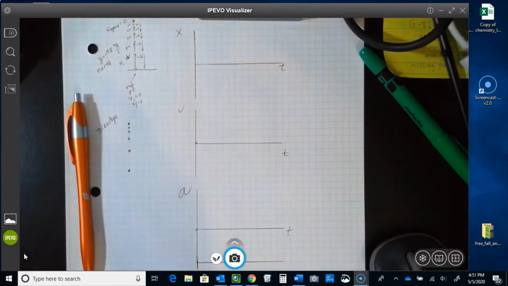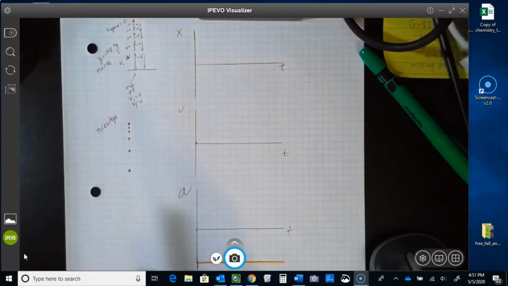And let me actually put it into a color here so you can see it a little bit better. So that horizontal line is going to be negative 9.8 meters per second per second. It's going to be in the fourth quadrant. It's going to be one complete horizontal line. Well, what about our VT graph?